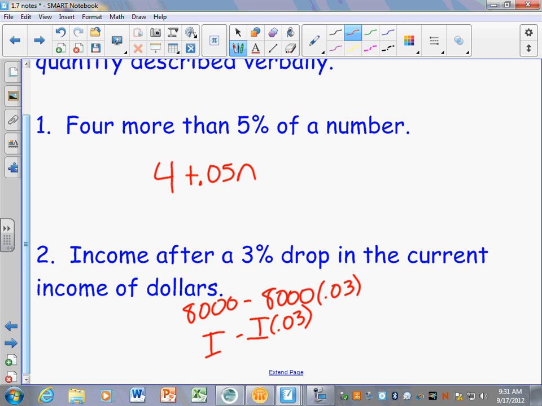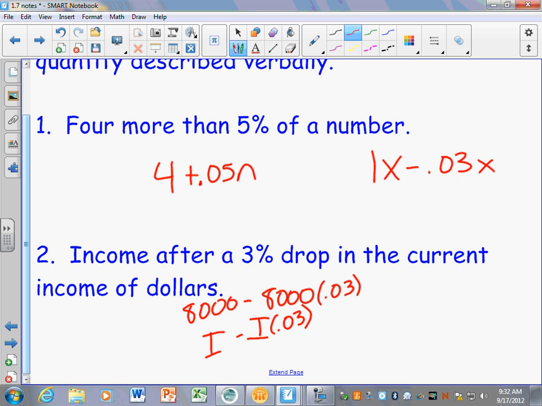Could I simplify that any? Since they both have I in them? What if I said x minus 0.03x? Can you simplify that? Are those like terms? Are they the same letter to the same power? What's the number in front of this? Can you just subtract those?